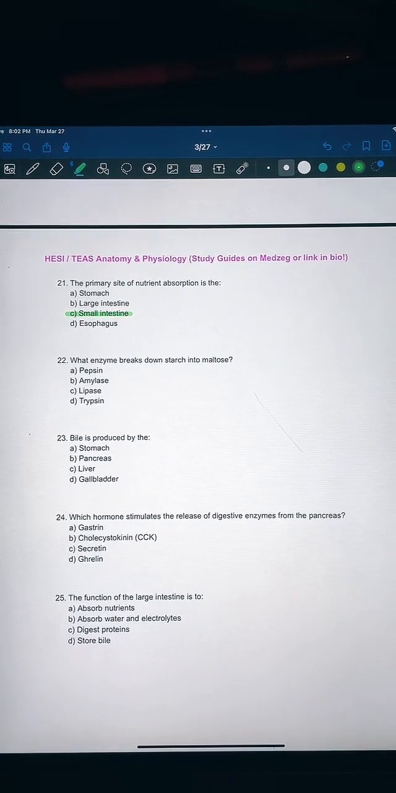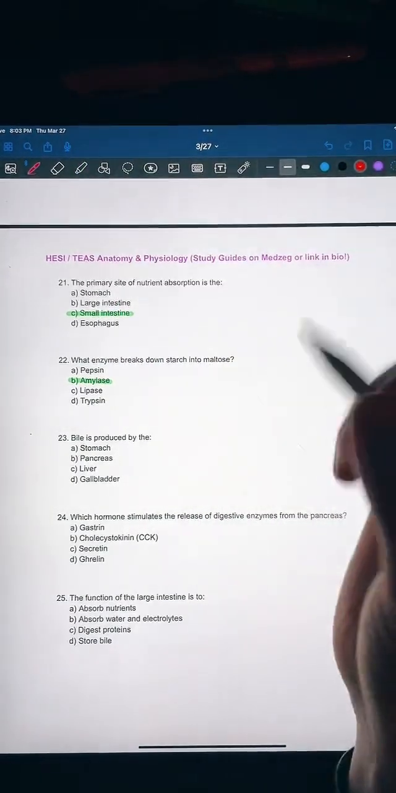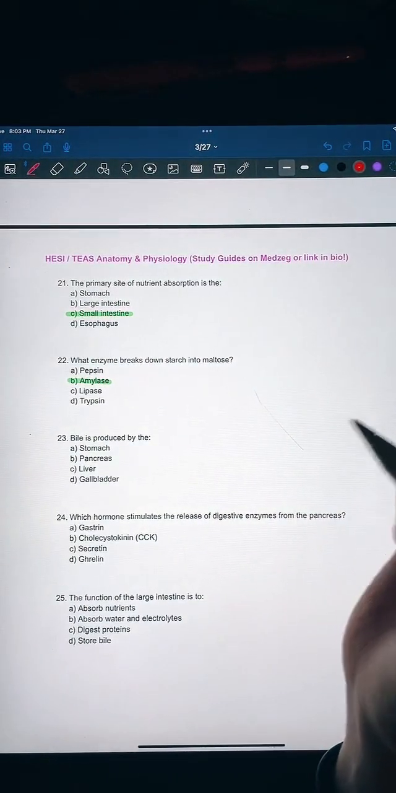Number 22, which enzyme breaks down starch into maltose? Moving on to number 22 now, guys. Which enzyme breaks starch into maltose? A couple seconds. Awesome. It is B, amylase. Amylase breaks down starch into maltose.